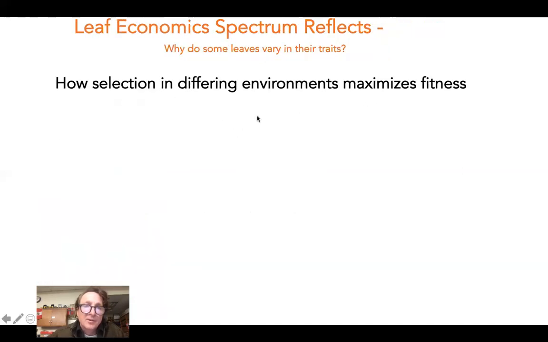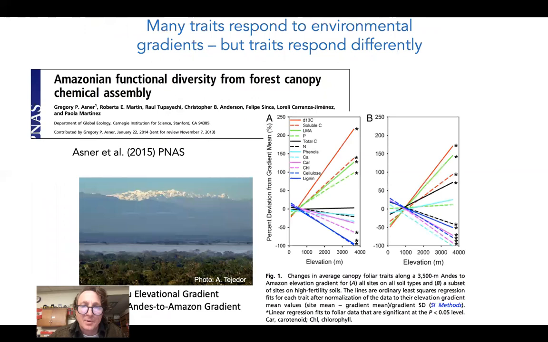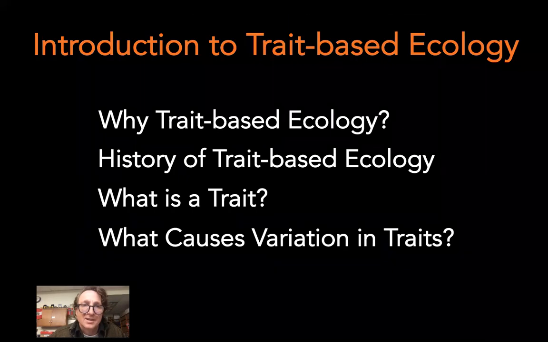So in different environments, natural selection is trying to maximize fitness, but via the carbon and nutrient economics. Okay. So that was just a very quick introduction. And so with that, I'm going to skip on through to my conclusions here.